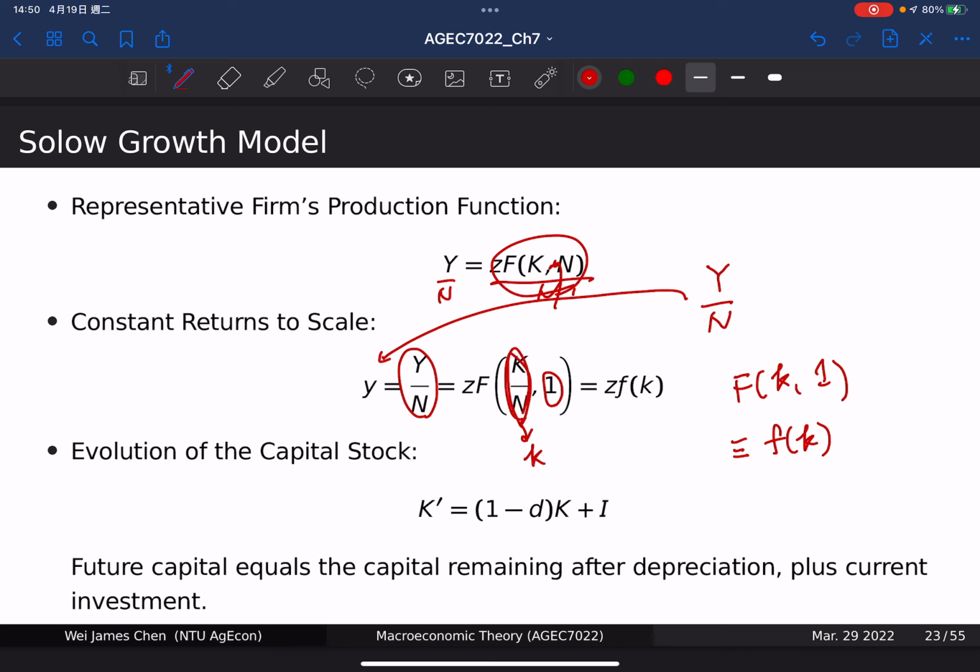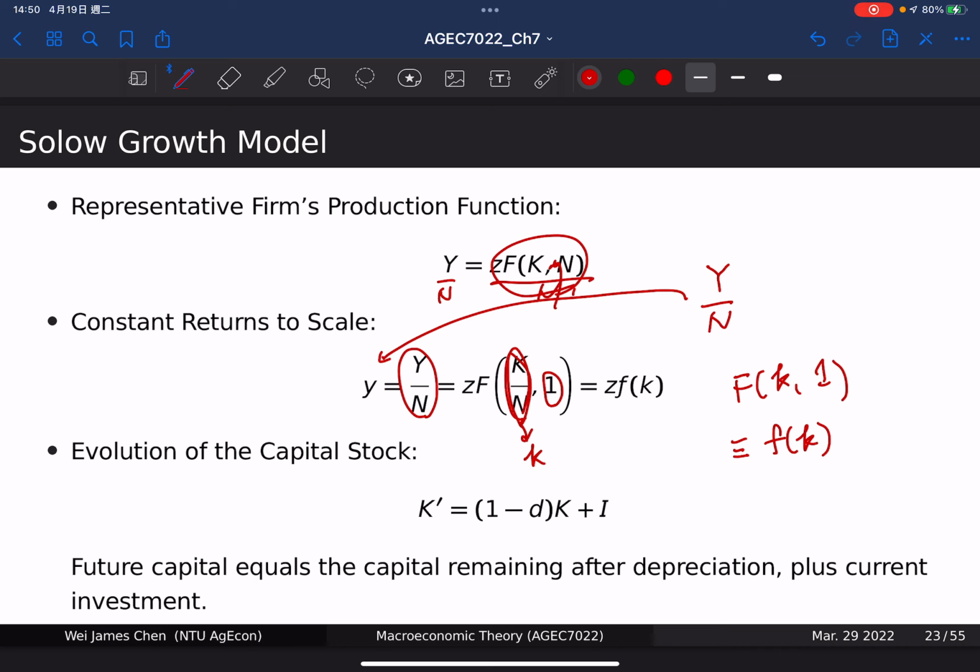This technique we've used before, right? Because we convert a function with 2 variables into a 1-variable function, we rename that function so that it looks like just a 1-variable function. It makes the equation simpler. Okay, so lowercase y equals z times f of k.